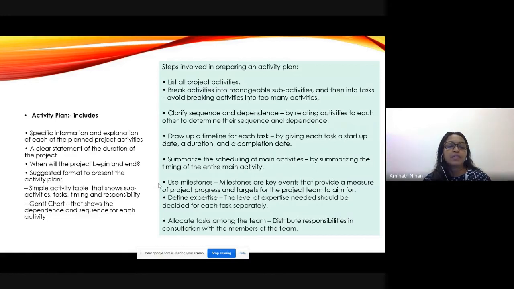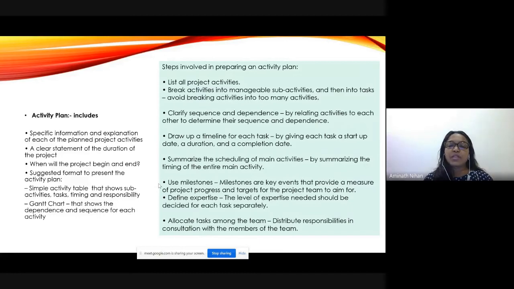And here is a format. You can make a simple activity table that shows sub-activities, tasks, timings, and responsibilities. Or you can make a Gantt chart that shows the dependence and sequence for each activity. Okay. So these are the steps for making an activity plan.